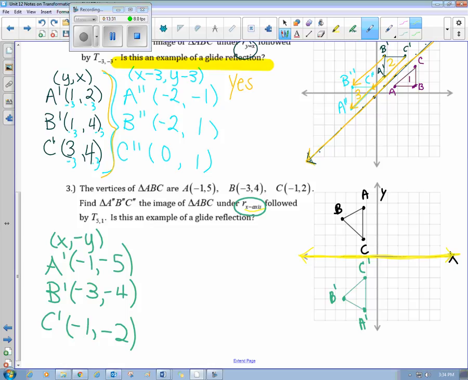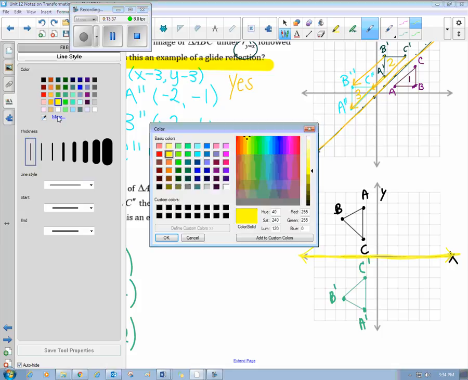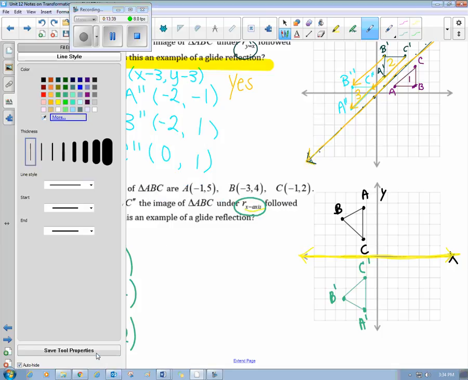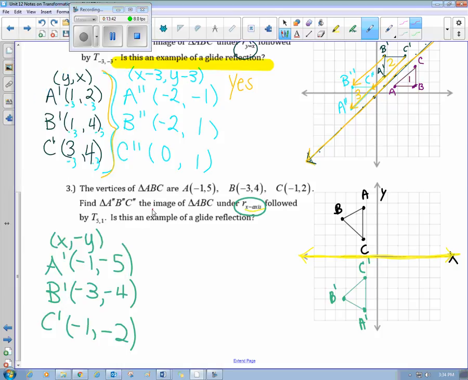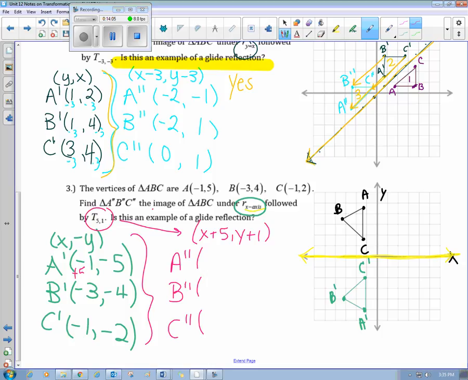And then it says that we have to do one more thing, and this is where our translation comes into play. So when we take a look at our translation, it says that we're doing a translation of 5, 1. So I'm getting a new A, called A double prime, a new B, and a new C. And my rule, if I'm translating 5, 1, is x plus 5, y plus 1. So all the x's get 5's added onto them. All the y's get 1 added onto them. And then I just have to do that math.